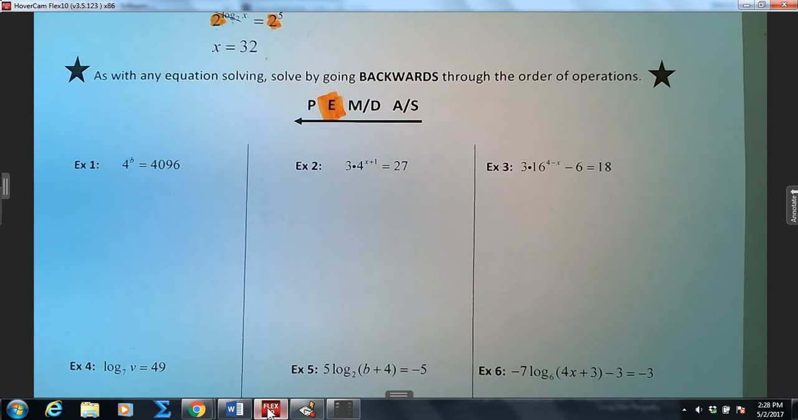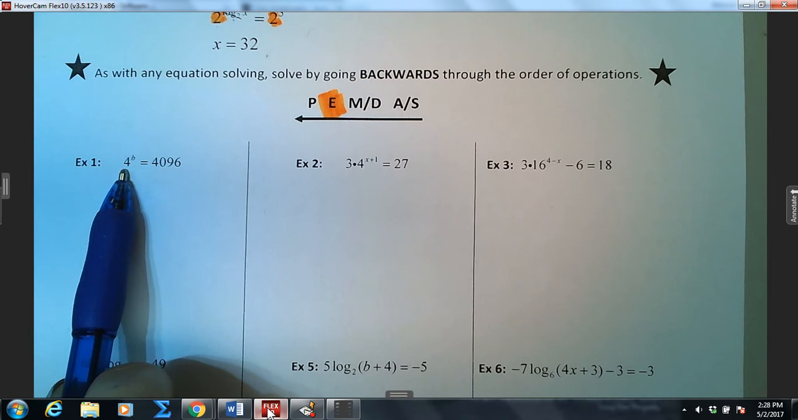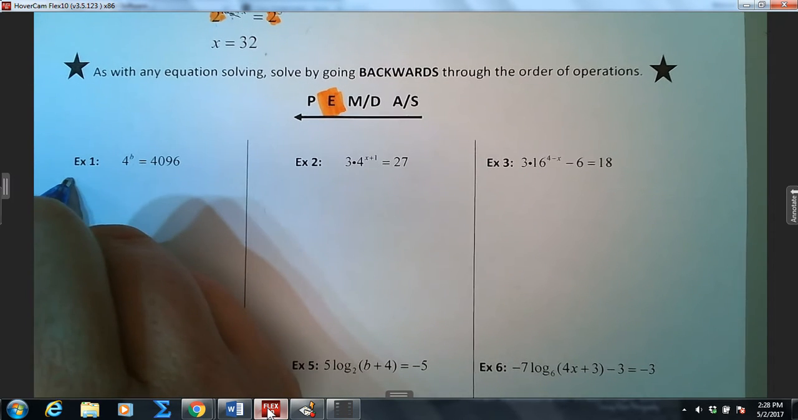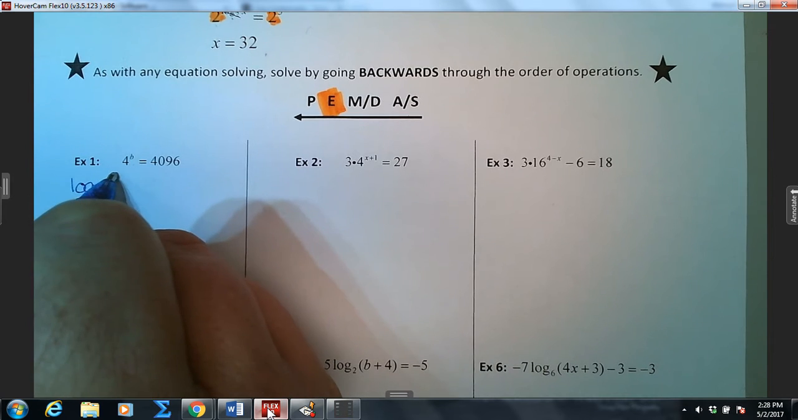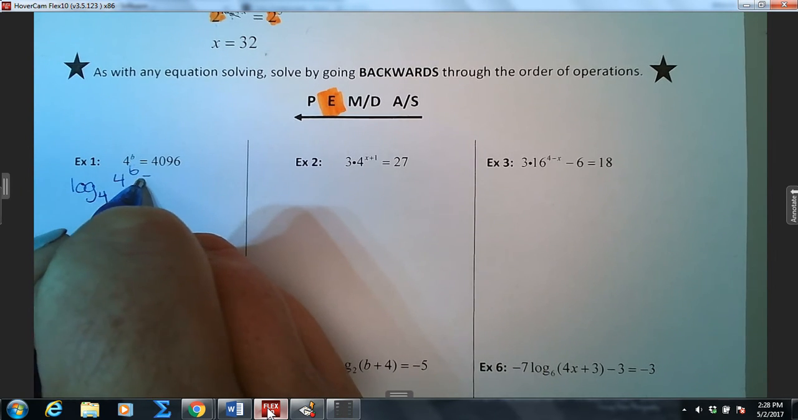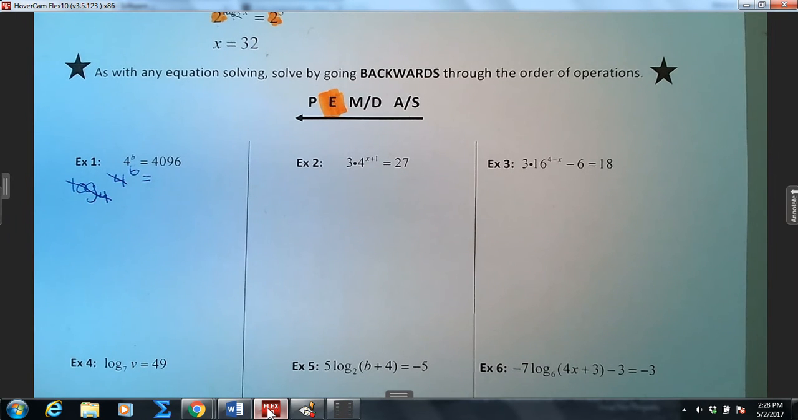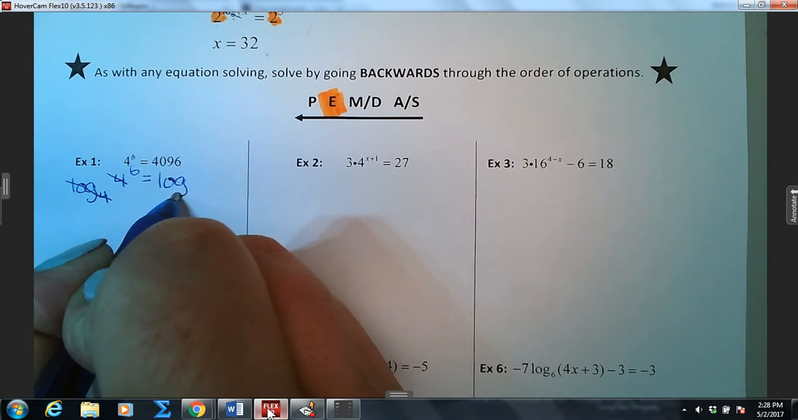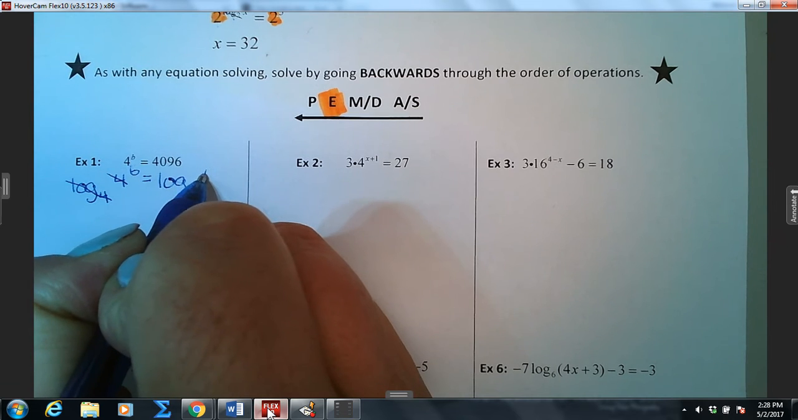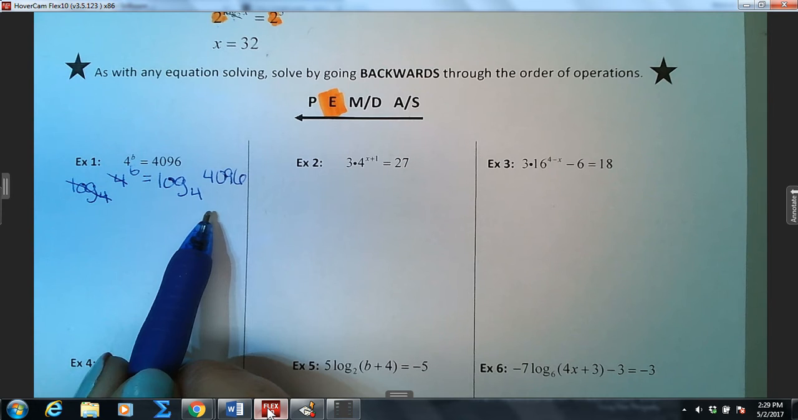So check out example number 1. I need to get b all by itself, so I need to get rid of base 4. To get rid of a base, I need to use a log of the same base to cancel it out. So a log base 4 and an exponent base 4 will cancel each other out. Just make sure that whatever you put on one side of the equation, you're balancing out on the other side of the equation. And now this is a job for your calculator.